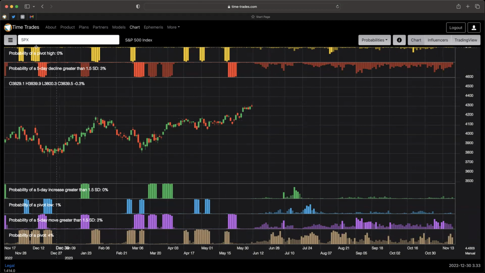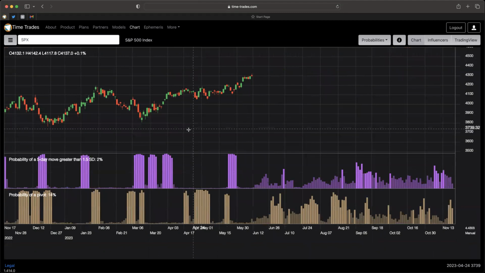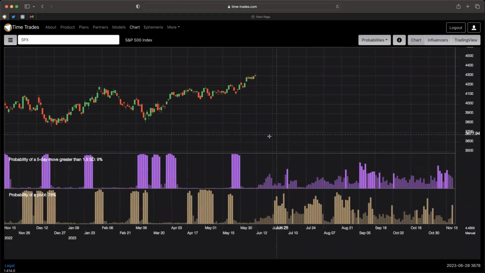So we can see here, let's just go into a non-directional option. So this is only showing moves here in purple and pivots in brown. So we can see here that we've got this range of dates for SPX between June 27th and July 5th as a pivot. Now, this is not saying it's a low or a high.